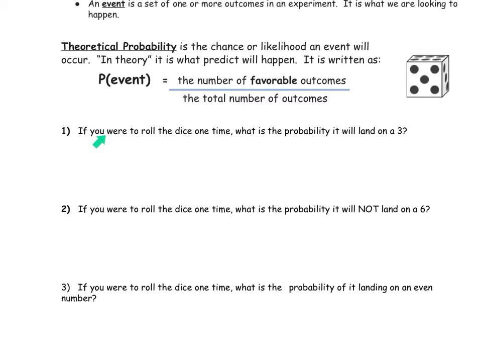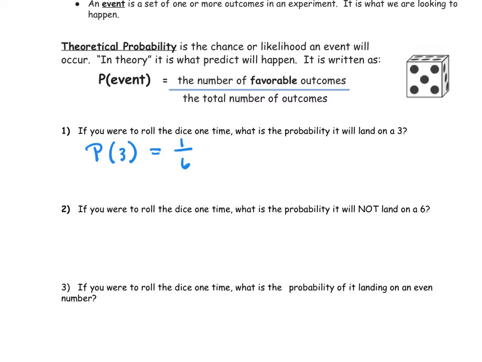Let's look at problem number 1. If you were to roll the dice one time, what is the probability it will land on a 3? So let's start by writing this correctly. We will put P for probability, and we want to put 3. We're talking about landing on a 3. So we'd have to go back and ask ourselves how many 3s are on this die. So there is 1 three on the die. And then we'd ask ourselves, what are the total number of outcomes? Well, the die has 6 sides, so it would be 1/6. And we could, of course, convert this to decimal or to percent, but for right now, we're just going to leave it in fraction form. We do usually choose to simplify it if possible.